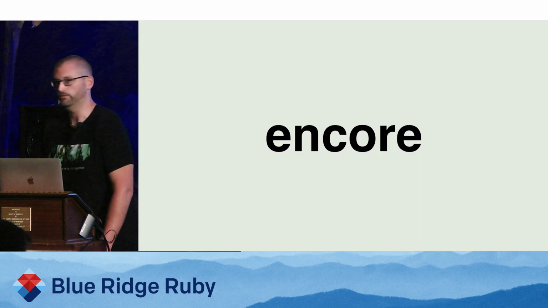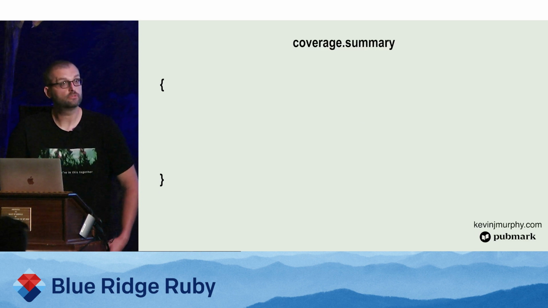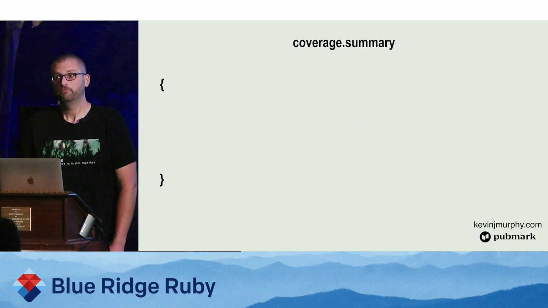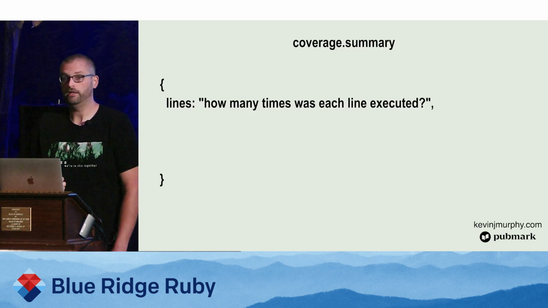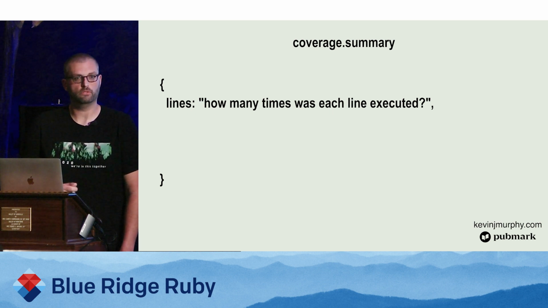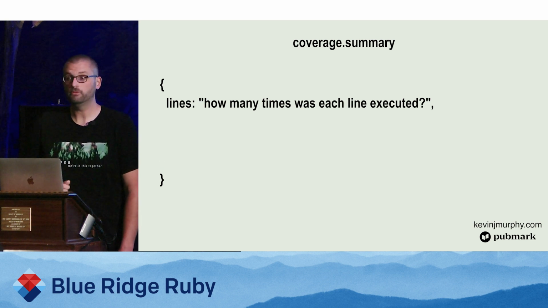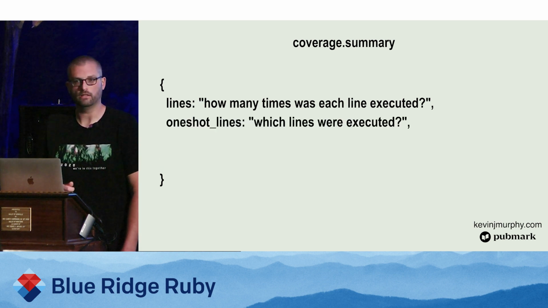So what have we learned about coverage here today? Coverage has 4 different modes that can answer different questions for you. If you want to know how many times each line of code was covered, you can use the default mode, which is lines mode. If you don't care about how many times it was run, but just if it was run, you can start one-shot lines mode.